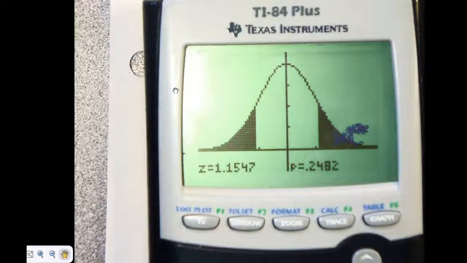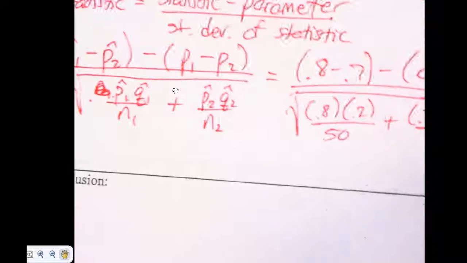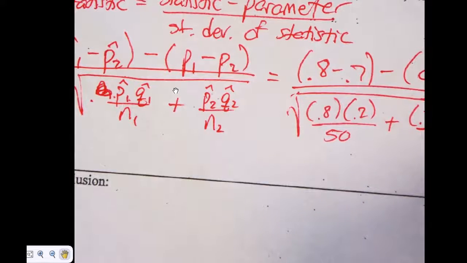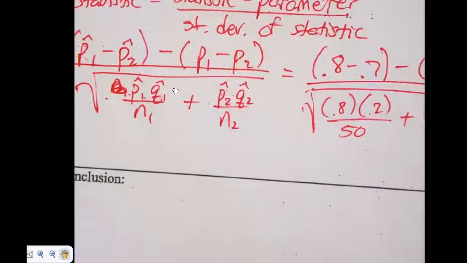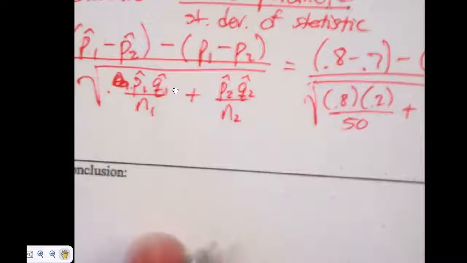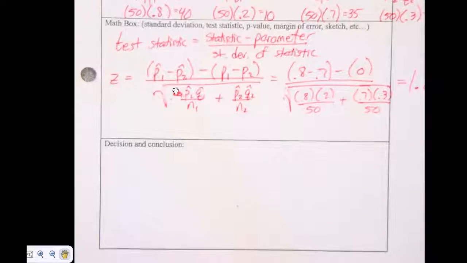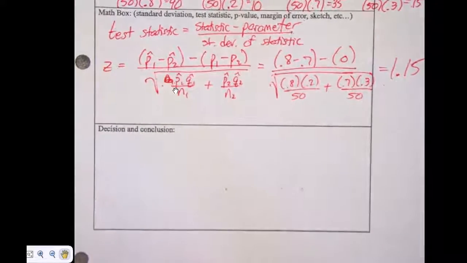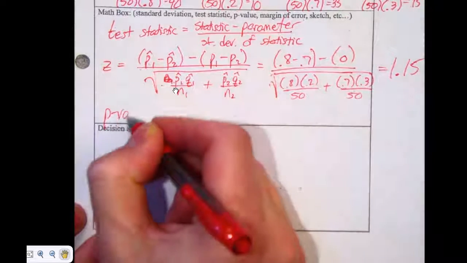So are you getting the same numbers I am? Alright? Questions on running the test or calculator issues? Alright, so then z is 1.15. How would I find the p-value?